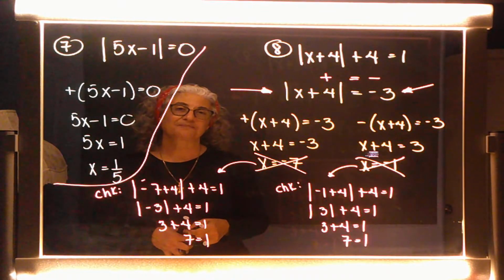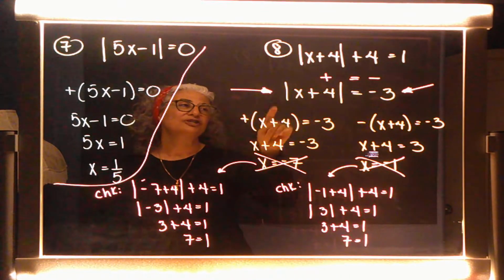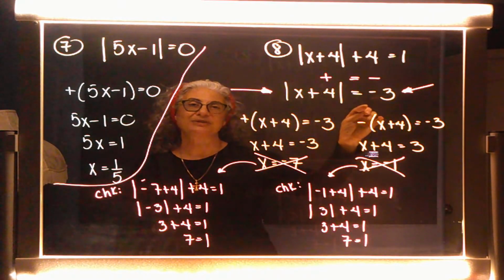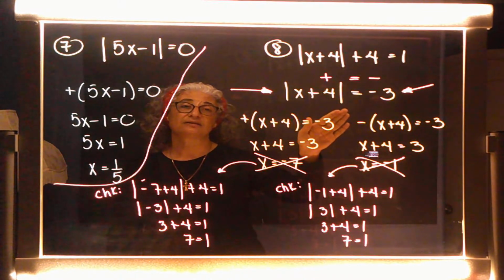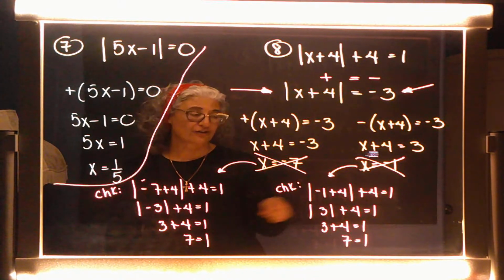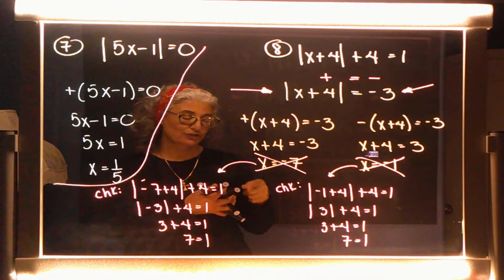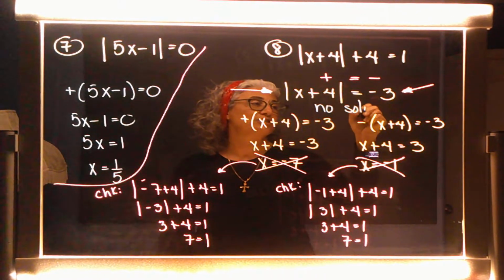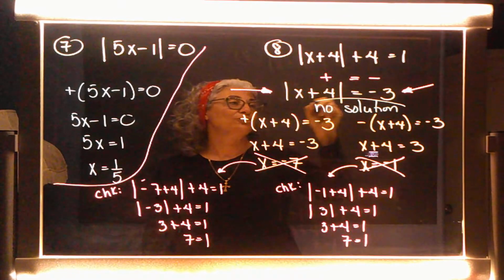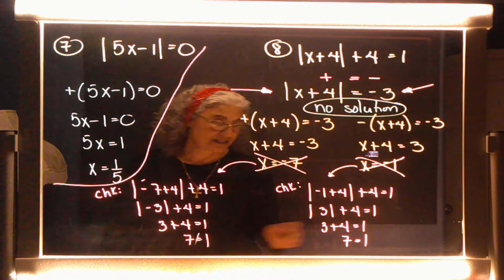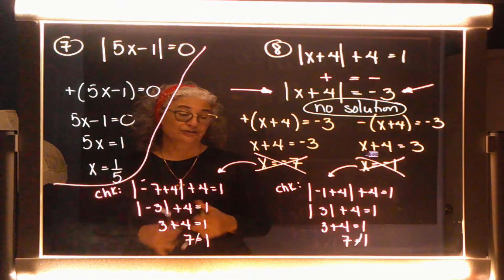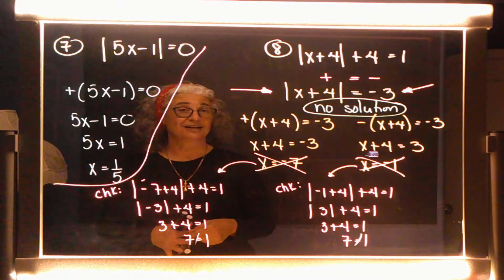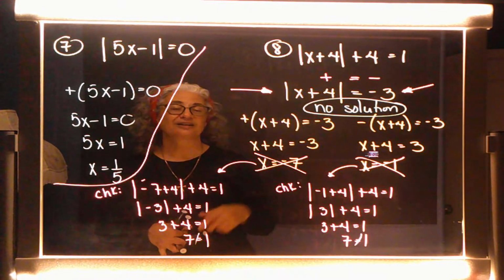Nope, you can't. You could have stopped the problem right here. When we got this line right here, you could have stopped and said, oh, this isn't working. I don't care what answers I get, they're not going to check. You could have stopped right here and said that the answer is no solution. Because there is no way you are going to get a positive number equaling a negative number. Because you're going to end up with something that's false on both answers that you get. Got it? Yeah, be careful of that one.